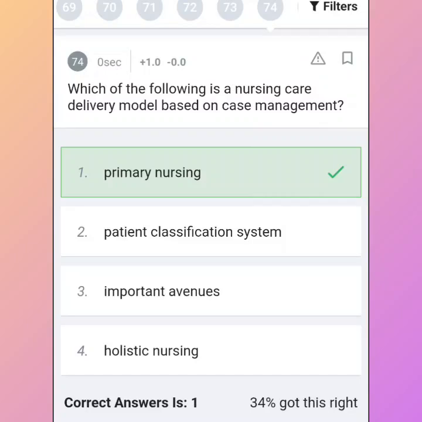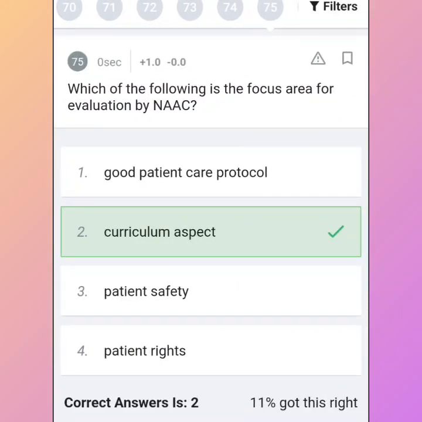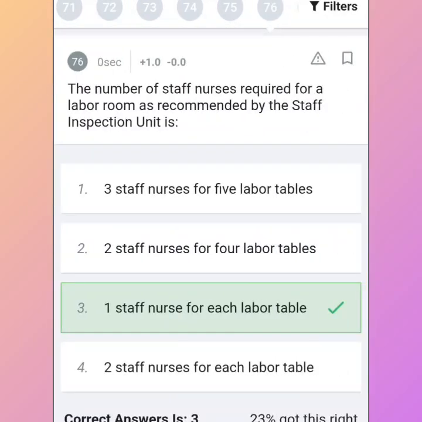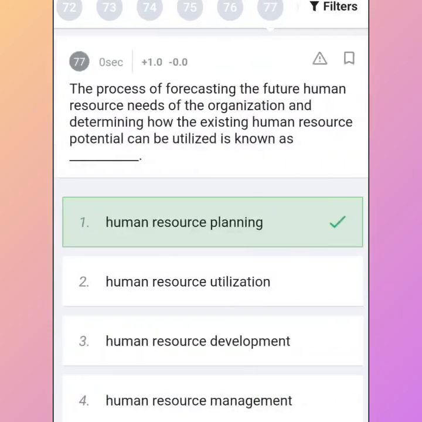Option first, primary nursing. Which of the following is the focus area for evaluation by NAAC? Curriculum aspect. The number of staff nurses required for a labor room as recommended by the Staff Inspection Unit is one staff nurse for each labor table.